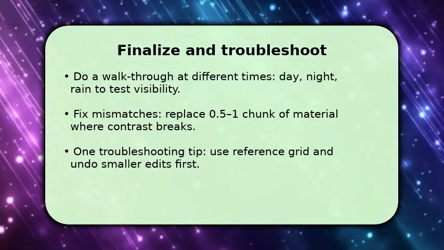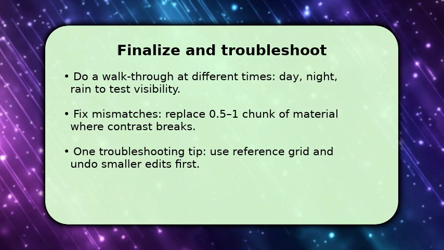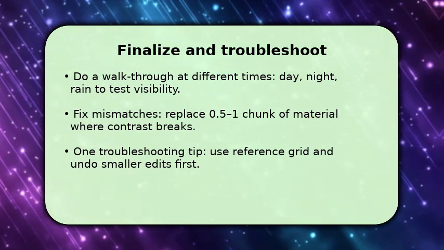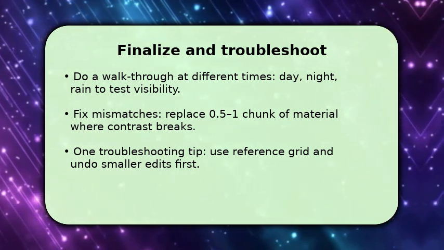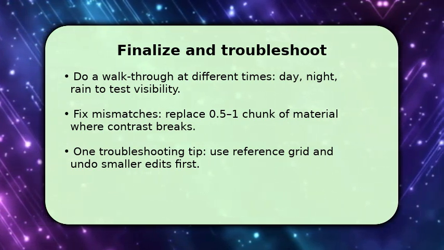Finish by testing continuity in motion. You walk the space at day, night, and during rain to spot breaks in color, lighting, or scale. Adjust mismatches by swapping small areas, often replacing half a wall or one trim layer restores flow.